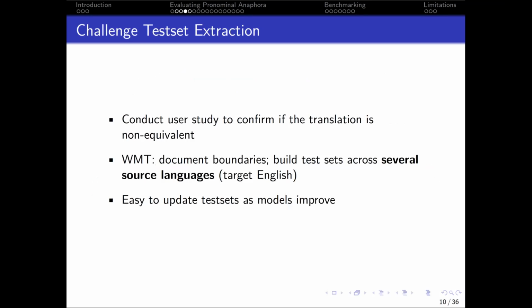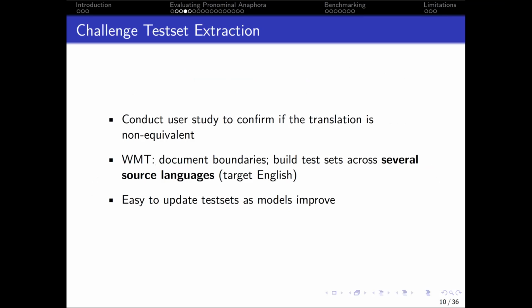As I mentioned, we conduct a user study to confirm if these translations are in fact non-equivalent, because just because they don't match doesn't mean that they're wrong. I'll describe the user study in the next slide. But one of the advantages of using WMT is that from 2011 and so on, they've started including document boundaries. So we have that information, even if the MT systems don't necessarily use it.